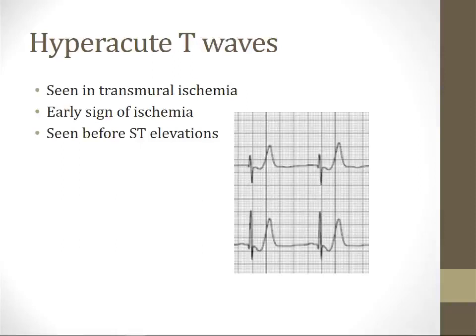Hyperacute T waves are another finding sometimes seen in transmural ischemia. They're often seen very early, sometimes before ST elevations. Hyperacute T waves are peaked T waves, similar to what you can see in hyperkalemia. This is an example of them shown on the screen here. They often occur together with ST segment depressions, and if you look at these ST segments, this is the baseline, this is the ST segment, there's some ST depression here, in addition to the pointed or peaked T waves. These are called hyperacute T waves.